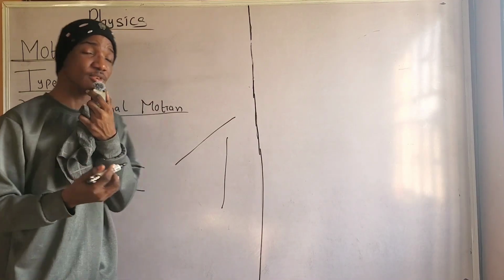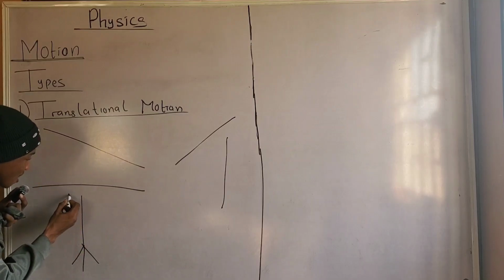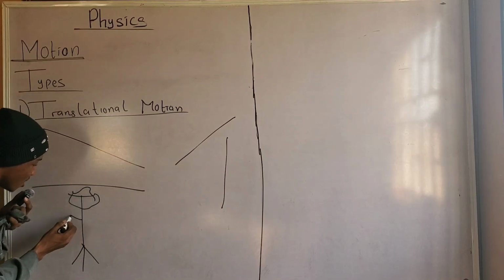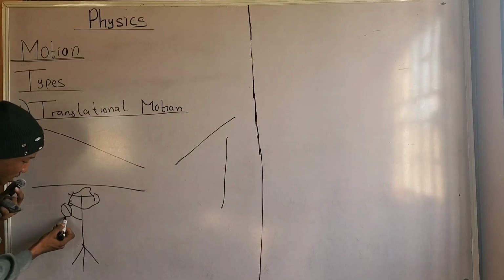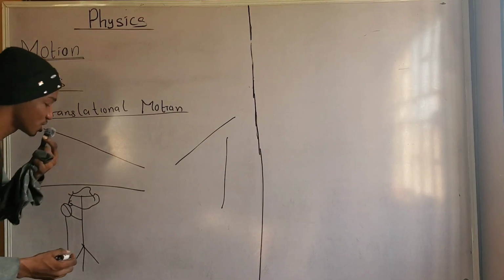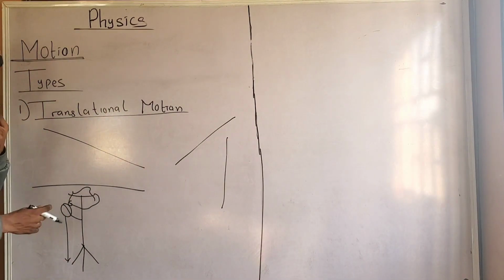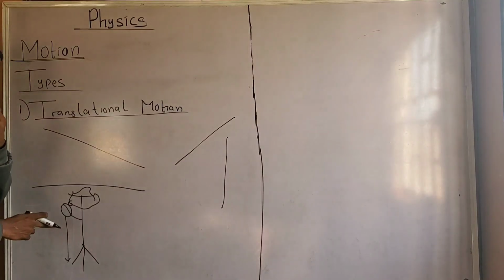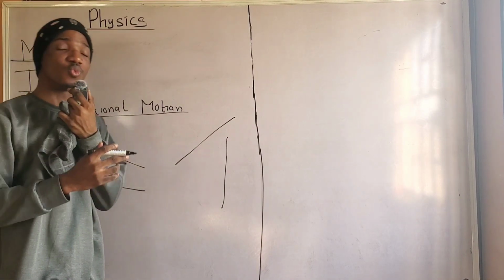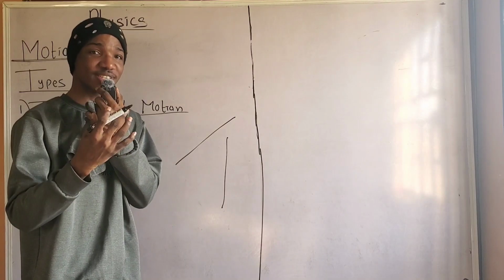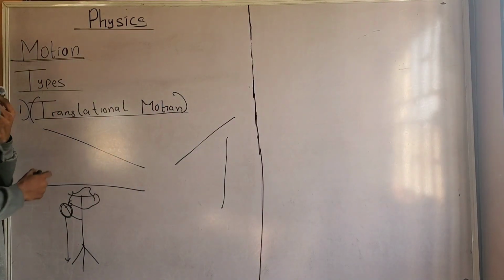Now, another example is the falling of a mango from a tree. Let's say we have a tree like this, and we have the branches, and now we have one mango here. Now, if this mango fell, you will discover that the motion of the mango is straight. Even though it is vertical, it is straight. This kind of motion is called translational motion. Any object whose line of motion is a straight line is said to have undergone translational motion. Please do not forget.